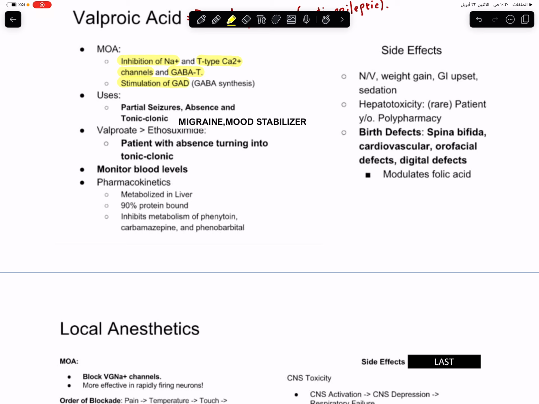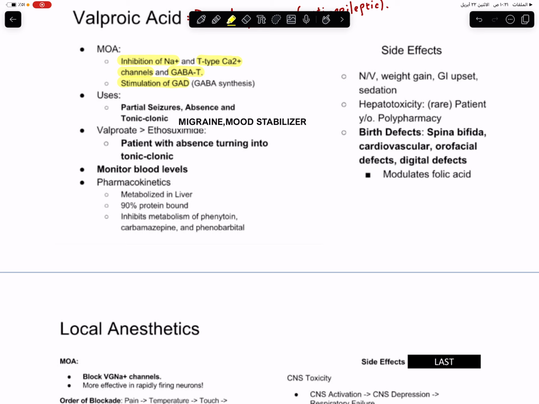We use it in all types of seizures, whether it is tonic-clonic, grand mal, myoclonus, or absence. So for this reason, we say this is a broad spectrum anti-epileptic. If you get a question on your exam, which of the following is the broad spectrum? The answer should be valproic acid.